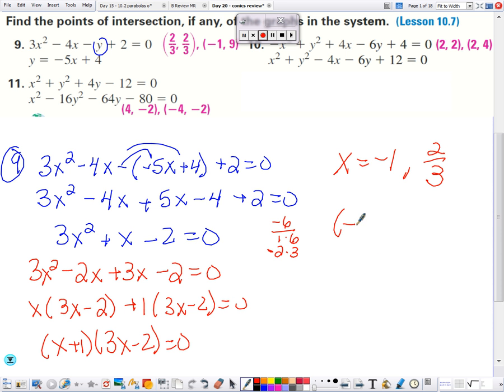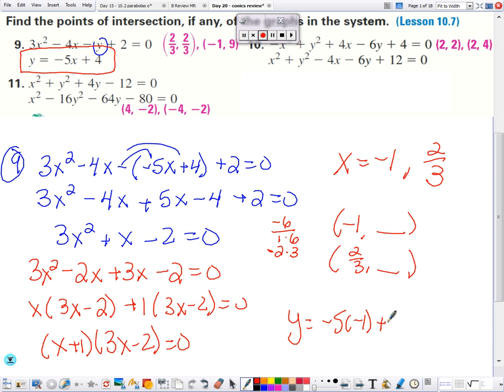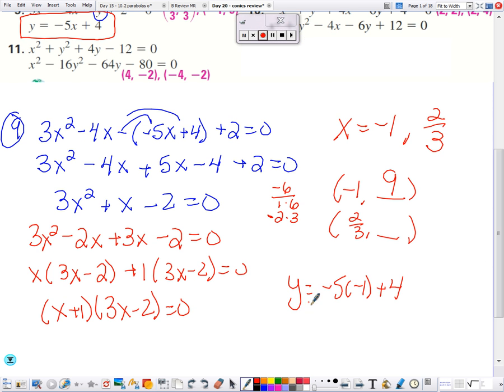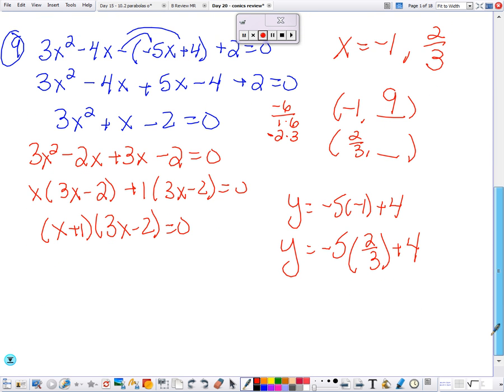So for each x value, I need a y value. It's much easier to use the second equation to find the y value than it is to use the first one. So I'm going to plug -1 in for x here. So we get 5 plus 4, which is 9. We're also going to then plug in 2/3. Okay, so that's -10/3 plus 4. But I want it as a denominator of 3, so I can add these together and get 2/3 as my y value.